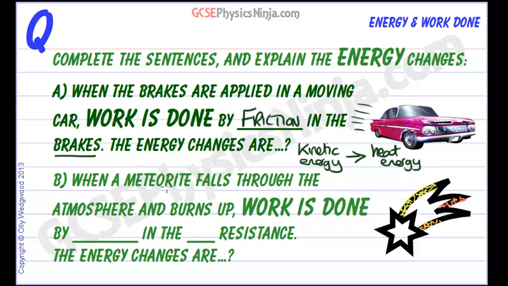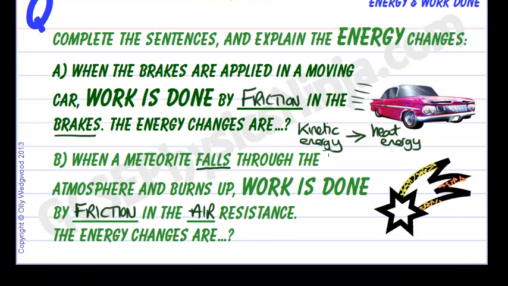Part B, when a meteorite falls, and there's a key word there, falls through the atmosphere and burns up, work is done. Again, this is a type of friction, and work is done by friction in the air resistance. And the energy changes are, well, what do we start off with? Well, the meteorite is falling, so it starts off with gravitational potential energy, and potential means stored.